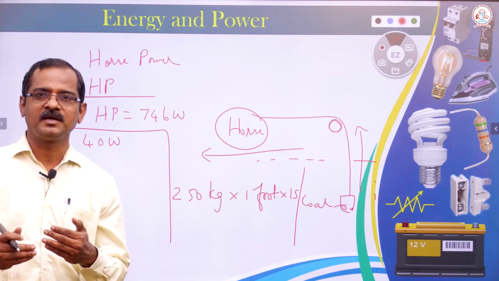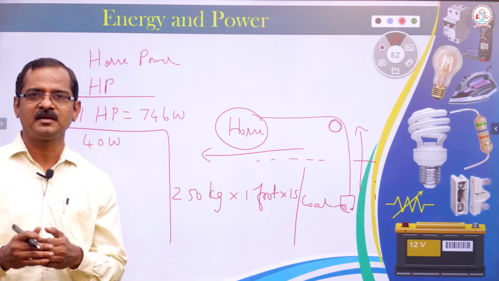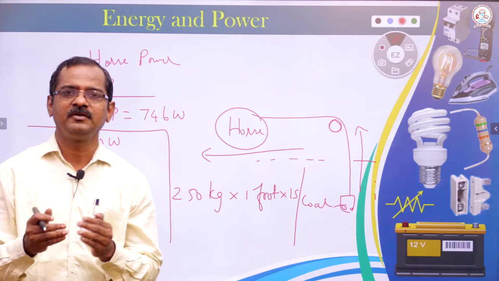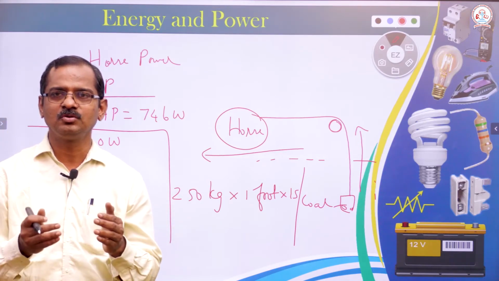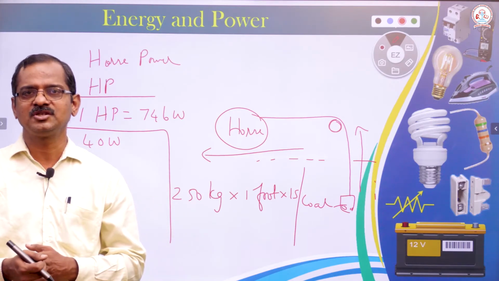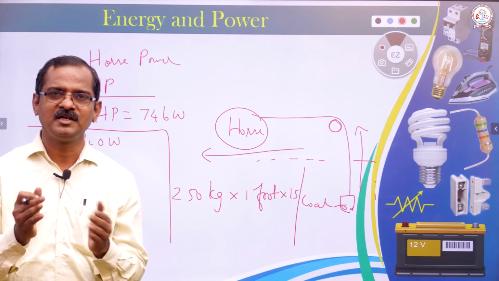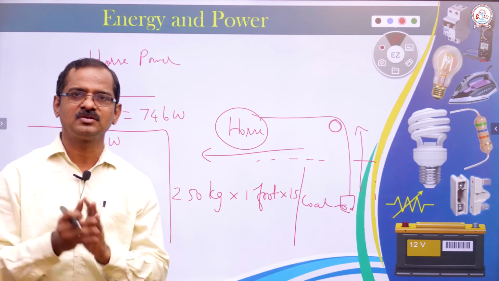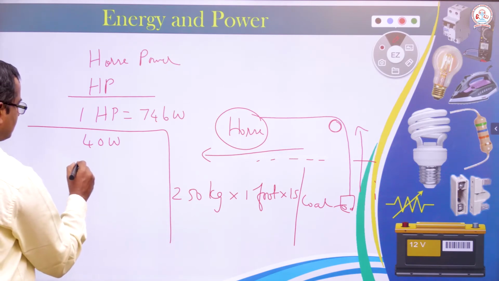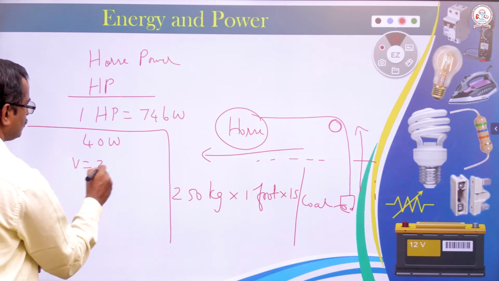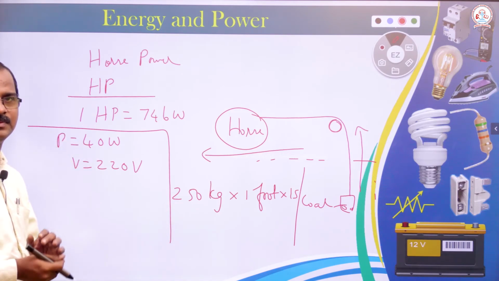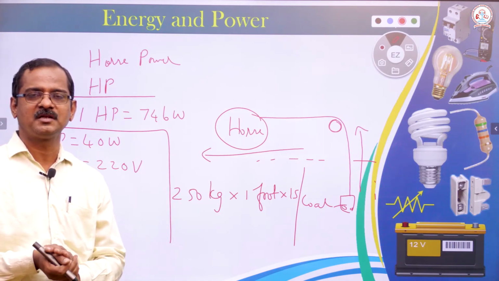For household supply in India, the voltage is between 220 and 230 volts. It's around 220 volts, the potential supplied by the electricity board. It varies, but let us take it as 220 for calculation convenience. Potential difference V equals 220 volts. Power equals 40 watts for the bulb.